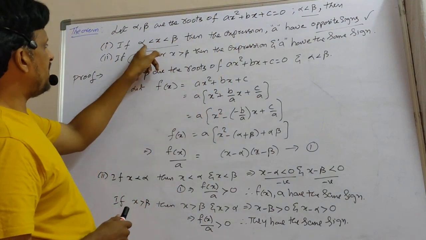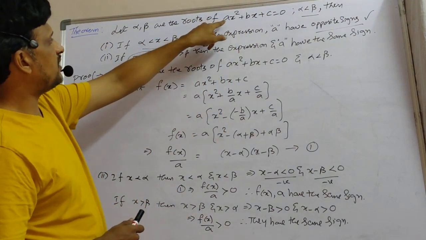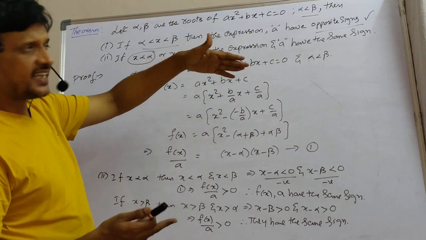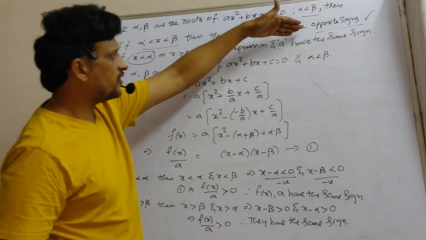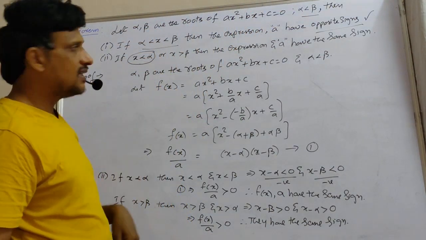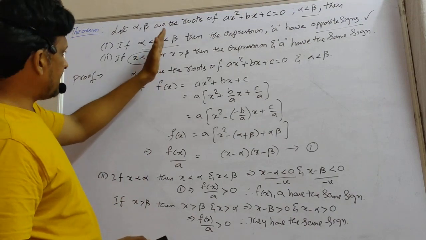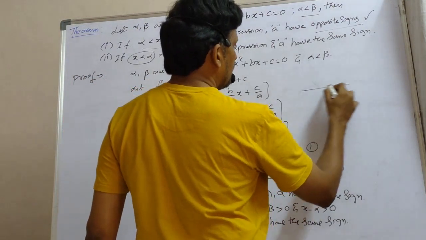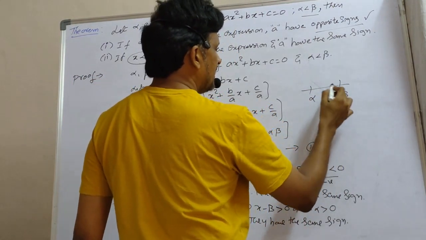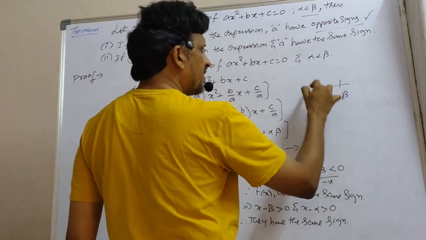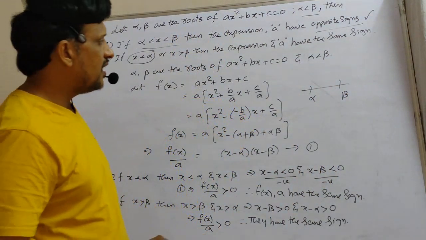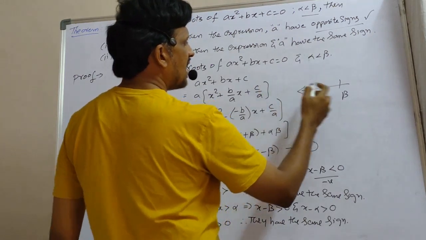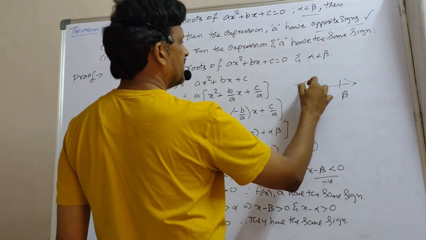If you choose any x between alpha and beta, then observe the sign of a. If the coefficient of x square, that is a, is positive, then the expression is negative. If a is negative, then the expression is positive, since they have opposite signs. And when x is either less than alpha or greater than beta, observe this one. Here this is alpha, this is beta. In the first case, x lies in between alpha and beta. Now in the second case, this x is either less than alpha, like this, or it is greater than beta, like this.